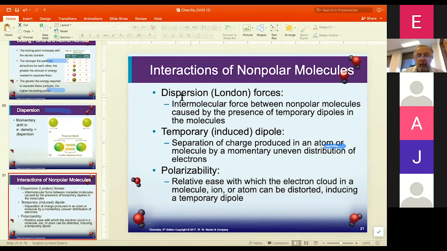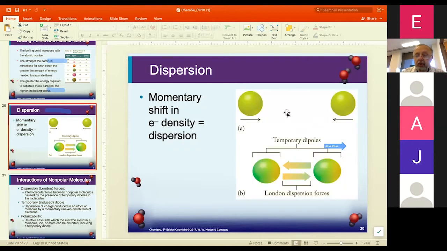London forces, or dispersion forces, are the smallest type of intermolecular forces. They are only temporary, and they're induced in one another, because initially they don't have any polarity, but to be able to interact and create that weak force, there's going to be a very small degree of polarization once they come together.